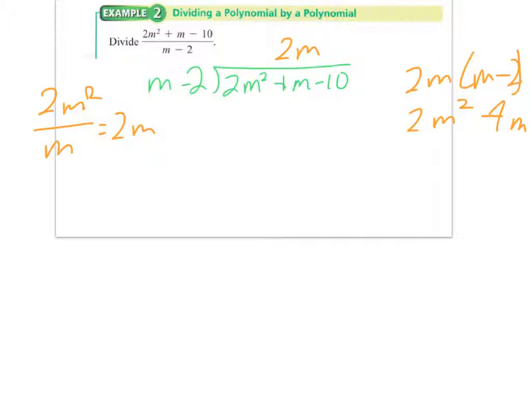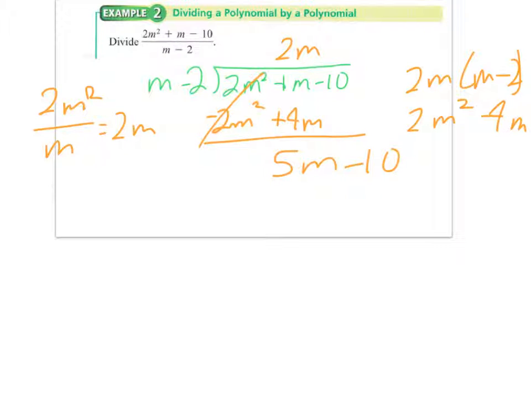Now I do subtract that from my dividend, so I'll subtract that here. I like to right away switch my sign, so I'll be subtracting 2m squared and really adding 4m. Again, by doing that I feel like it avoids any unclarity. I can see exactly what I'm doing here. Subtracting, the 2m squareds cancel. m plus 4m gives me 5m. We don't have anything to combine with the minus 10, so that just comes down.